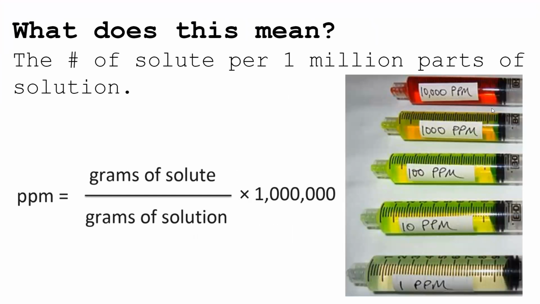So what does it mean? If I told you that something was 1 part per million, that would mean that there are 1 parts of solute for every 1,000,000 parts of that solution that we have.